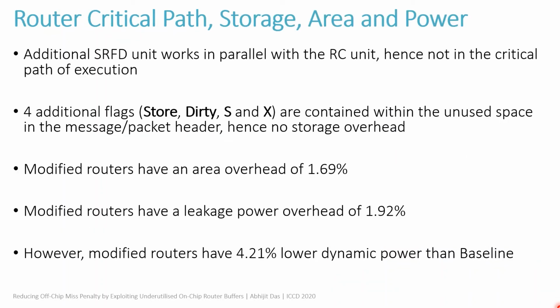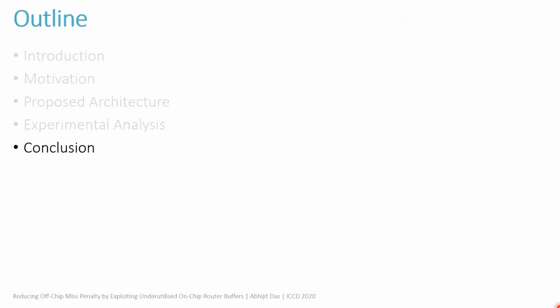The additional SRFD unit works in parallel with the RC unit, hence it is not in the critical path of execution. The 4 additional flags included in the packet header do not have any storage overhead, but the modified routers have a negligible area and leakage power overhead. However, improved performance reduces dynamic power consumption.